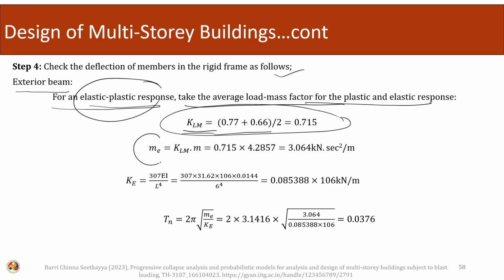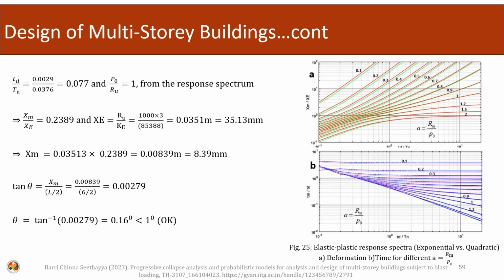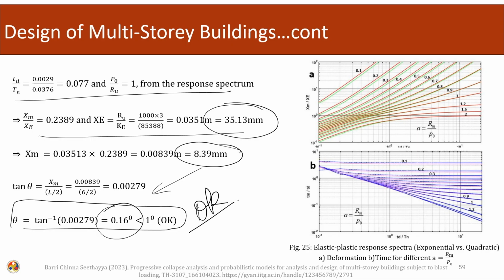So, we calculated the equivalent mass and we calculated the equivalent stiffness. We calculated the time period. So, this is the time period for the beam. And using the design chart, again we calculate the deflection in the beam. And using the deflection in the beam, we calculated the rotation in the beam. So, the rotation is 0.16 degrees, which is less than 1 degree. So, this configuration is okay. The rotations are under the prescribed limits as well as the allowable sway in the system.